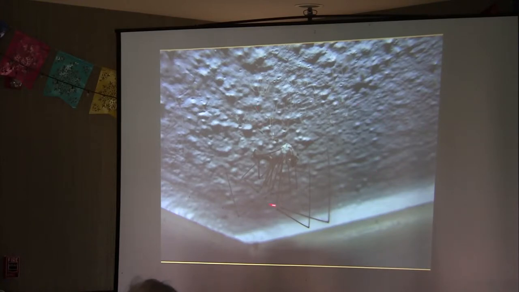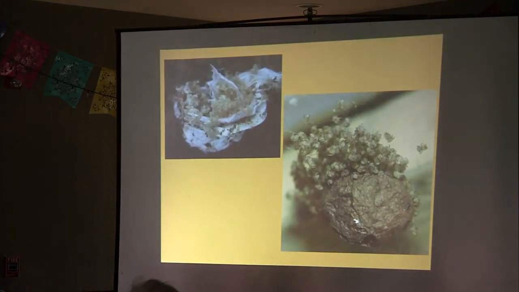It's on my friend May's ceiling. And here you can see the spiderlings inside the egg sac go through their first molt. So the egg hatches, the spiderlings go through the first molt, and then that's when they come out.